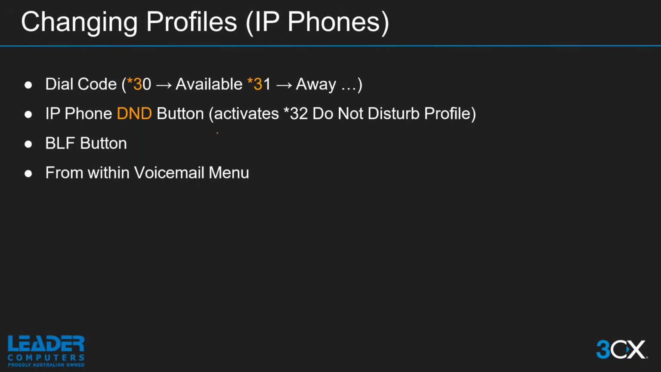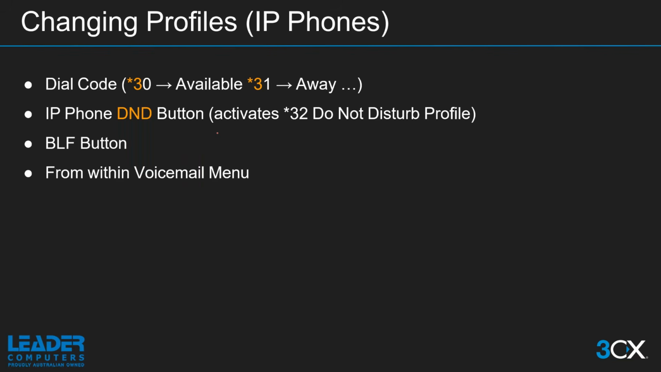And let's say you are not using 3CX apps and I'm just using physical phones. How do I then change the status? You can set up dial codes. For example, star 3 would be the profile changing dial code. If you want to set something for a user for available, you just dial star 30, and star 31 for away.